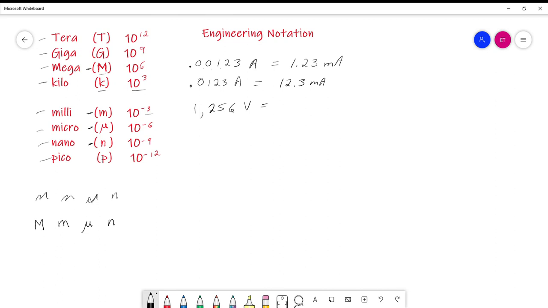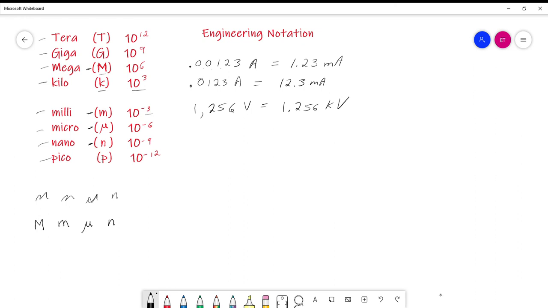So to put it into engineering notation, I'm in the thousands of volts here, right? So I would use kilo. So this would be written as 1.256 kilovolts. And can you see that they're the same number?